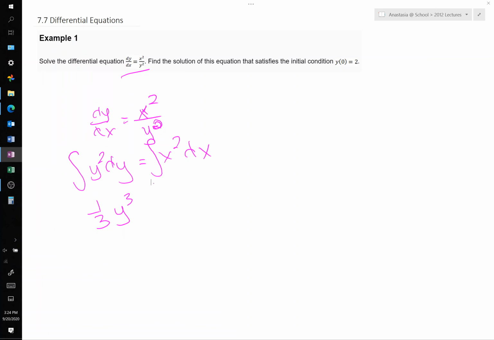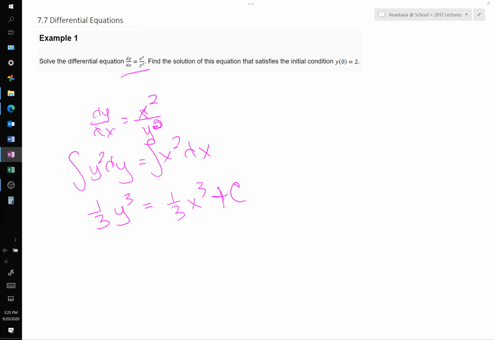Technically we'd have a plus c, but I'm going to add a c on the right hand side, so I might as well just combine all of my arbitrary constants into one. So I'm going to hold off on that. Then with x squared dx, now we're integrating with respect to x, so we'll have 1/3 x cubed, and then we'll have plus c.